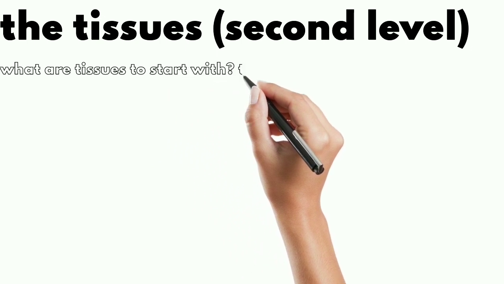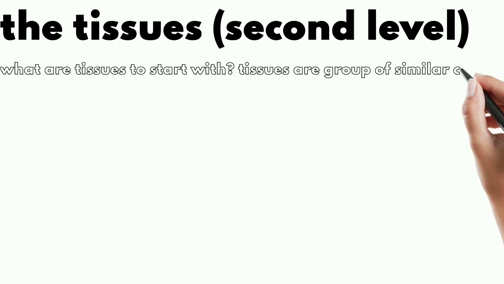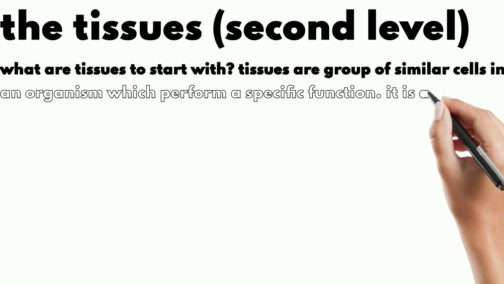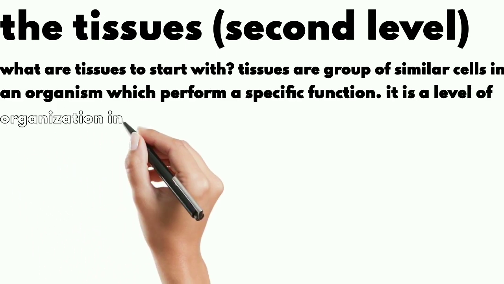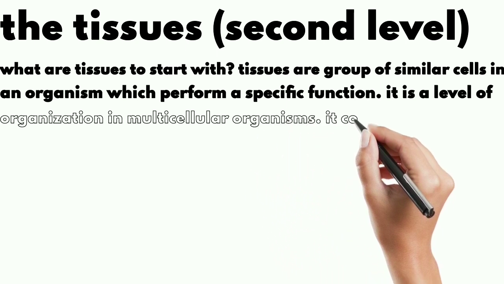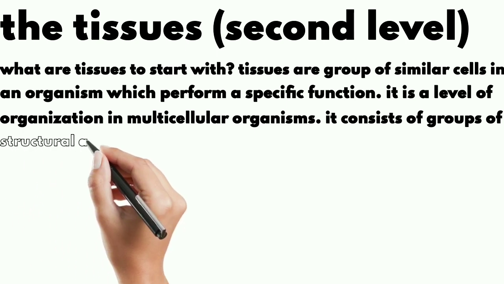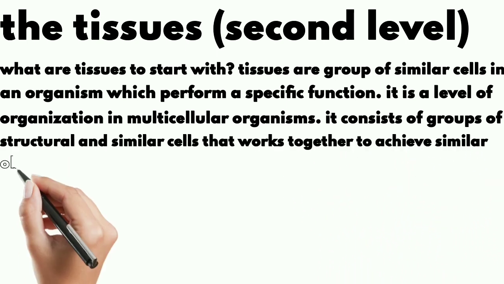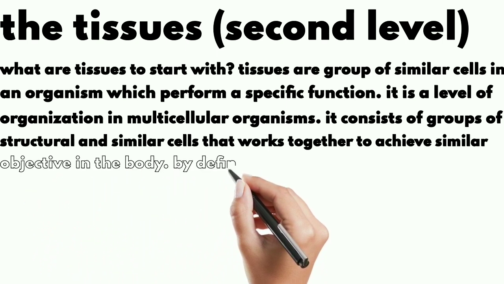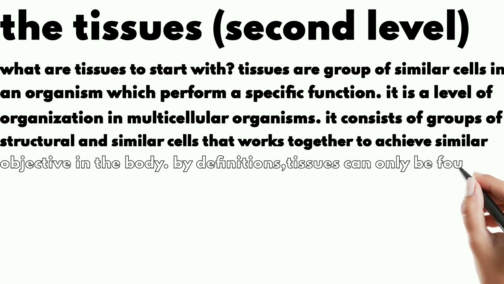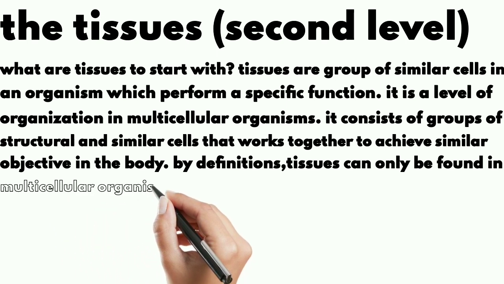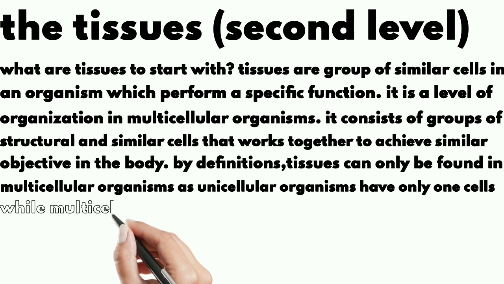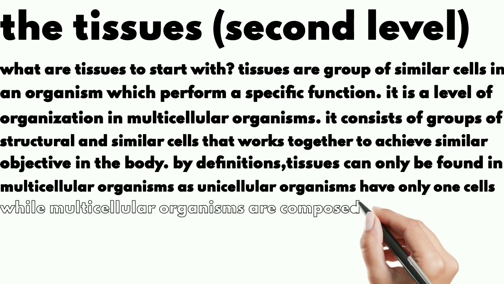The tissues, which are the second level. What are tissues to start with? So tissues are groups of similar cells in an organism which perform a specific function. It is a level of organization in multicellular organisms. It consists of groups of structural and similar cells that work together to achieve similar objectives in the body. By definition, tissues can only be found in multicellular organisms, as unicellular organisms have only one cell, while multicellular organisms are composed of groups of cells.